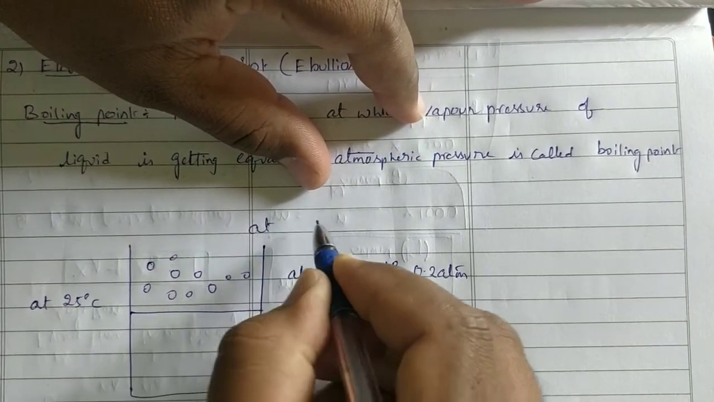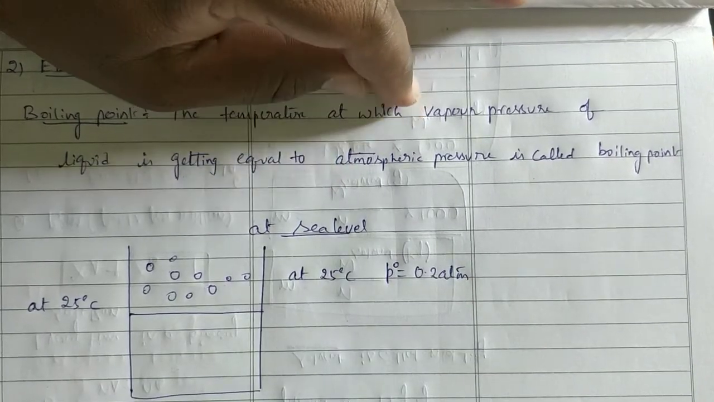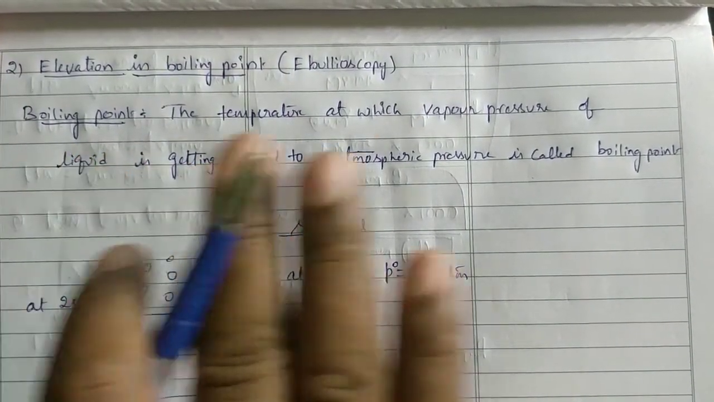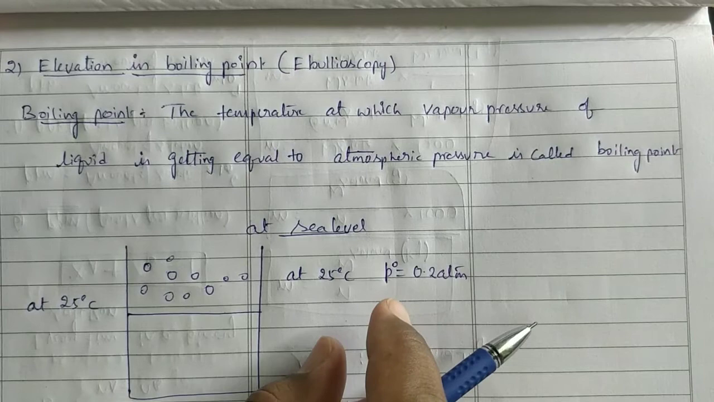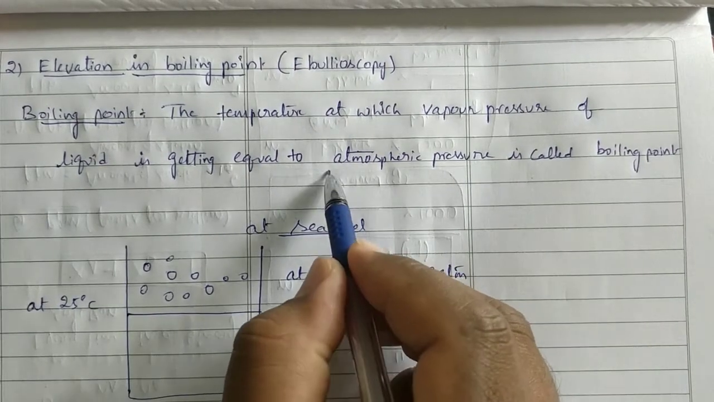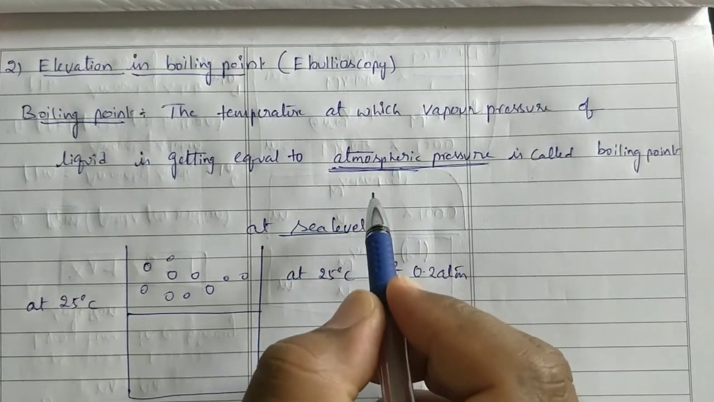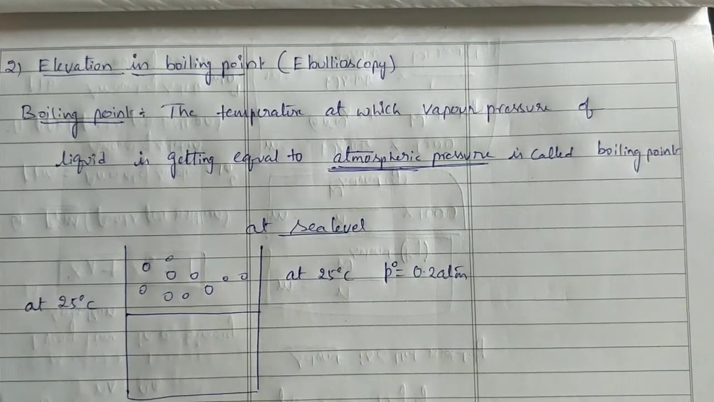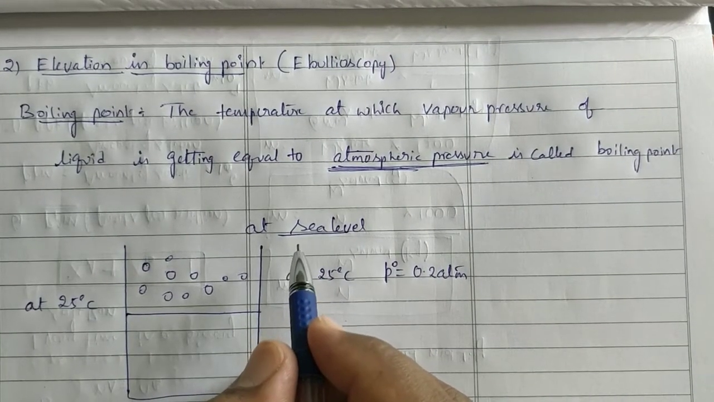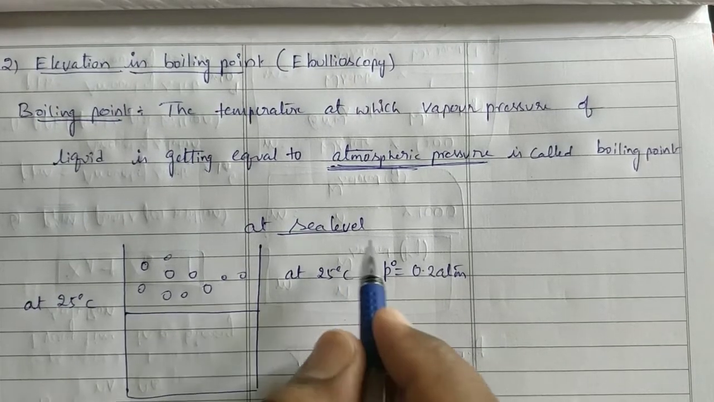This one I am totally explaining at sea level, because when we go to higher altitudes like hills, atmospheric pressure might be affected. I informed that this is when the vapor pressure of the liquid is equal to atmospheric pressure. So now I am doing this experiment at sea level, normally our level where we are standing. That is called sea level.